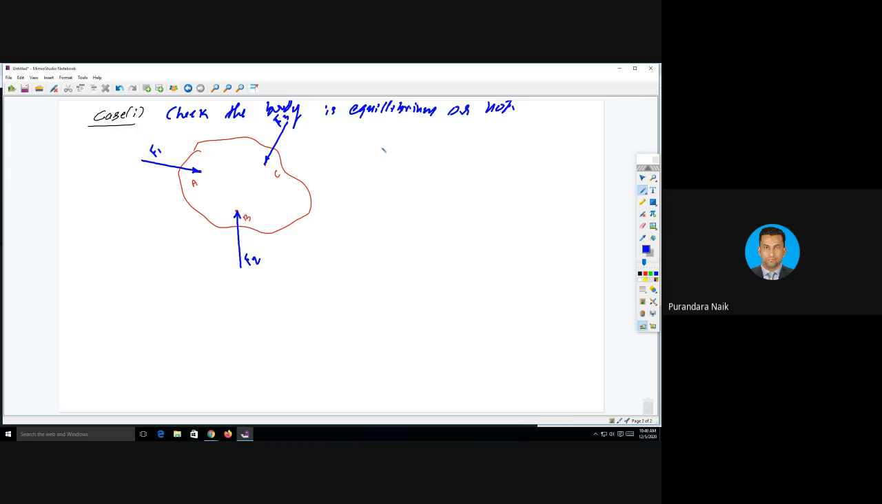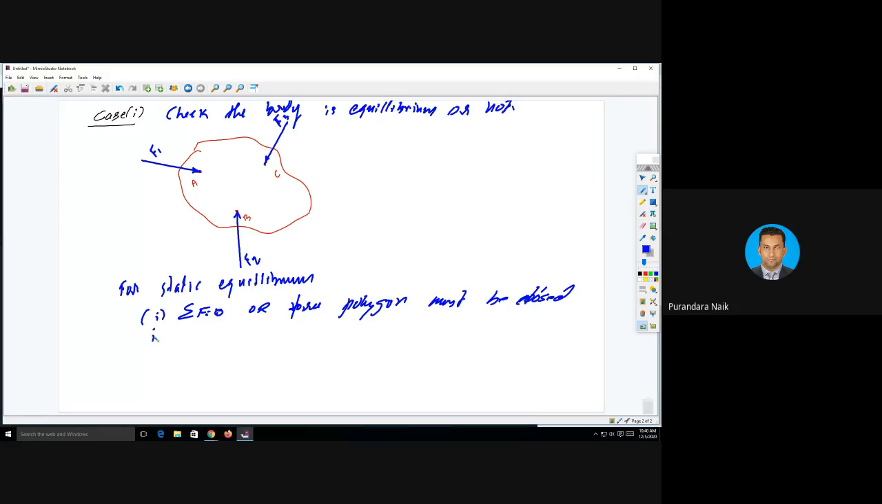For static equilibrium, what is the first condition? First condition, summation of all the forces must be equal to 0, or the vector force polygon must be closed. Force polygon must be closed, right? Second one, what is the second condition?